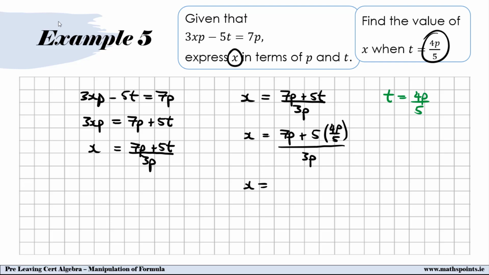So x is equal to 7p. Now 5 times 4p over 5, well the 5's will actually cancel there, or we could say 5 times 4p is 20p, 20p divided by 5 is 4p. And then that's all over 3p. Tidying up the numerator, I get that x is equal to 7p and 4p is 11p over 3p. And finally, there's a p above and below the fraction, and so I can cancel that p, and I'm left with 11 over 3.